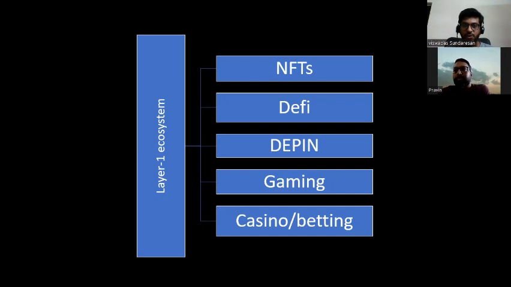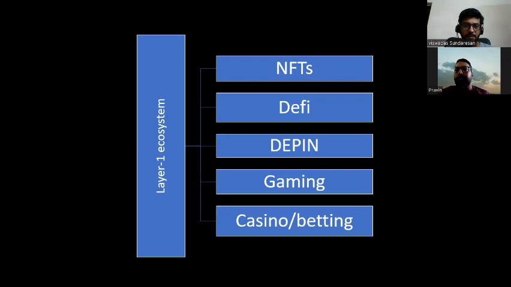Each household will have a small tower, or a hotspot, and each of those hotspots will provide the network coverage needed for that area. The more network coverage you provide, the more tokens you earn, and you can redeem those tokens for actual money. That is a high level overview of DePIN, but we will cover it in detail in future videos.